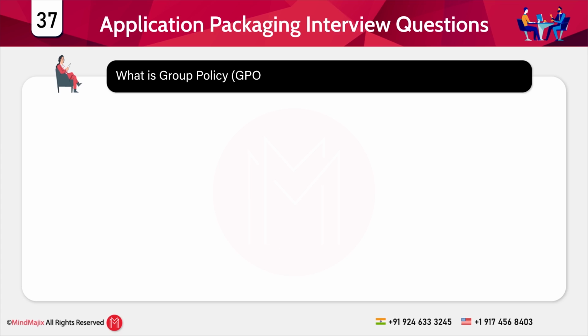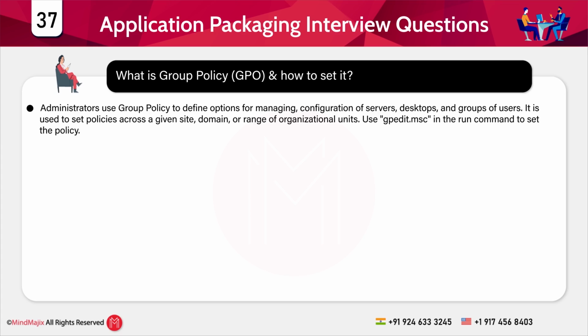What is group policy and how to set it? Administrators use group policy to define options for managing the configuration of servers, desktops, and groups of users. It is used to set policy across a given site, domain, or range of organizational units. Use gpedit.msc in the run command to set a policy. So we can open gpedit.msc, and accordingly we can configure the servers, manage the desktop, manage groups of users, and set the policy as per the domain, organizational units, or a site.